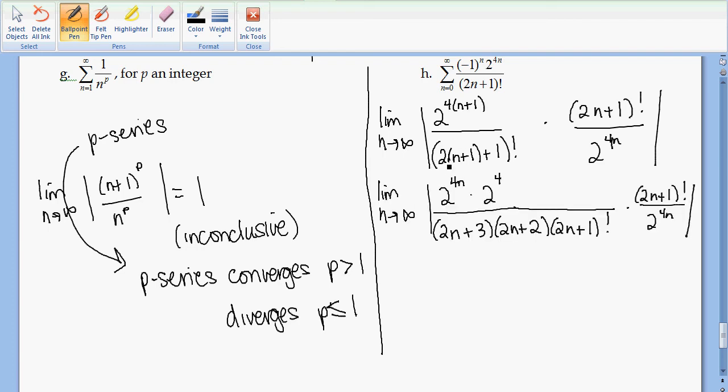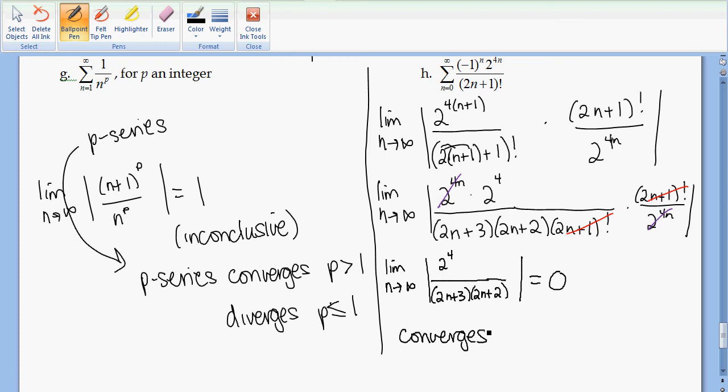Notice in the numerator this is a 4n plus 4, so we get 2 to the 4n times 2 to the 4. And in the denominator, when we distribute our 2, we get 2n plus 2, but plus another 3, so we have 2n plus 3 factorial. That'll be 2n plus 3 times 2n plus 2 times 2n plus 1 factorial. And here we can now simplify, and so we're left with a constant 16 over a second degree polynomial, so this limit is going to go to 0. So our series converges, but again, since it's an alternating series, we actually have to note that it converges absolutely by the ratio test.